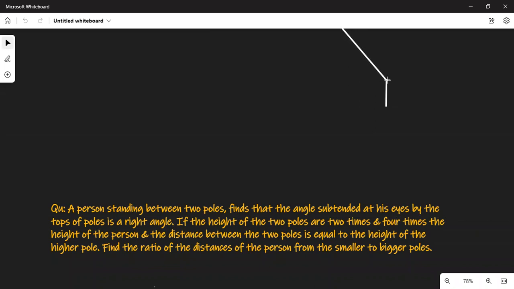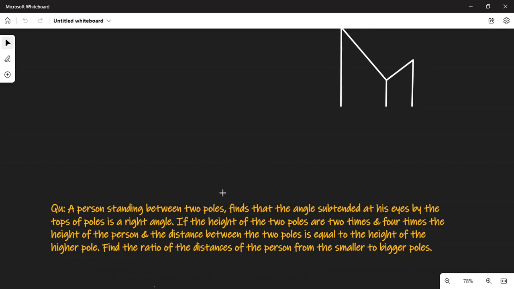Yeah, this looks like a 90-degree angle. Let's say this is the pole, and here is the pole, and this is the other pole, right?